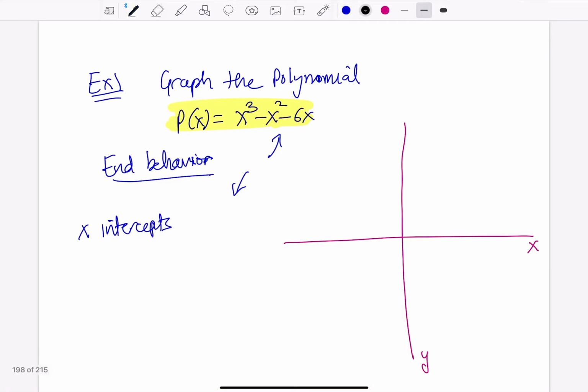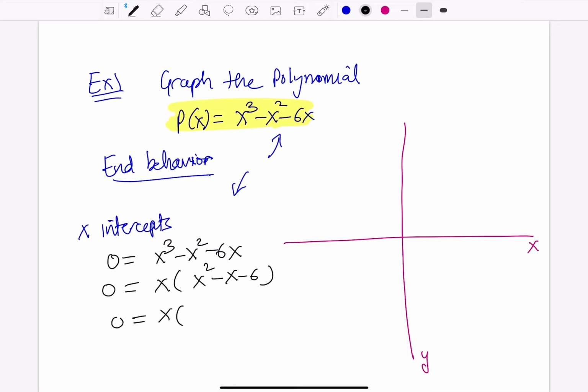To find the x-intercepts, we make the y 0, which is the same as p of x, x cubed minus x squared minus 6x. Let's factor it. The factors will be x, x minus 3, x plus 2. So the 3 zeros are 0, 3, and negative 2. So I'm going to mark 3 x-intercepts. This is negative 2, 0, and 3.